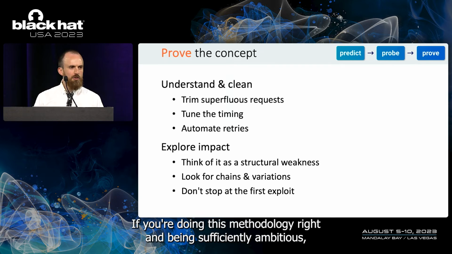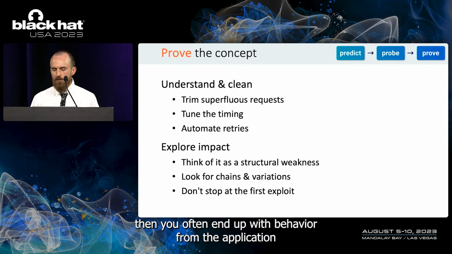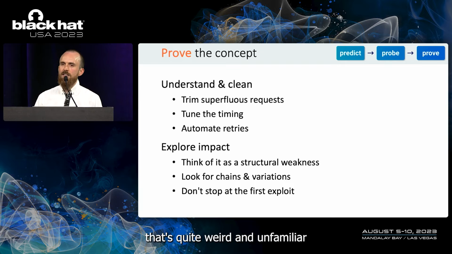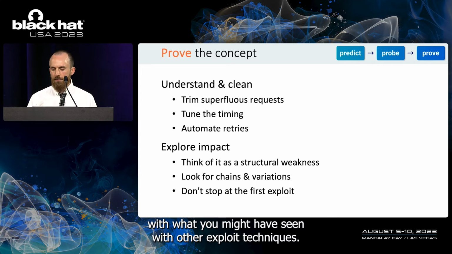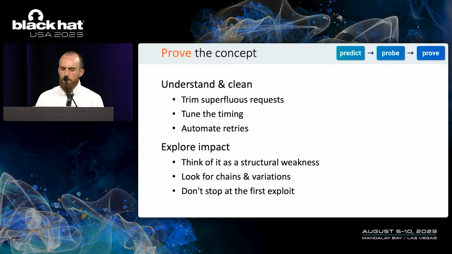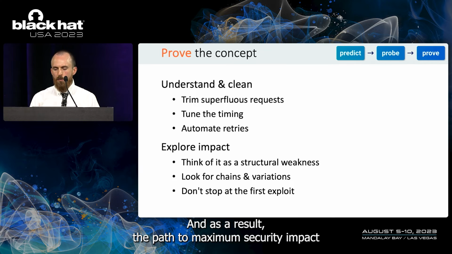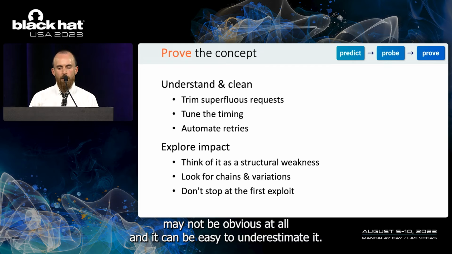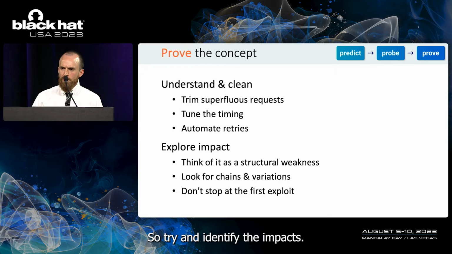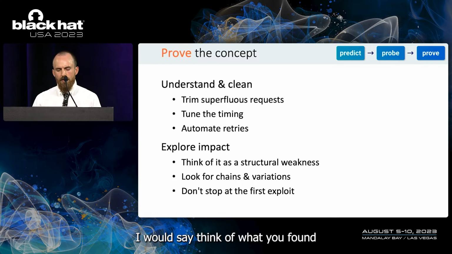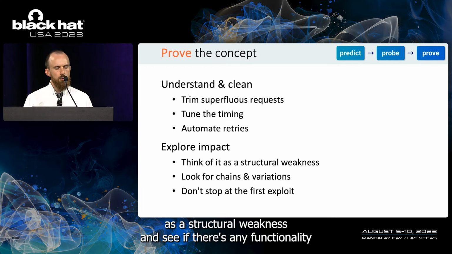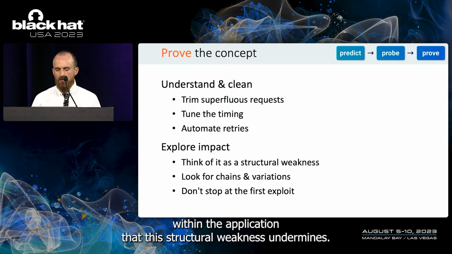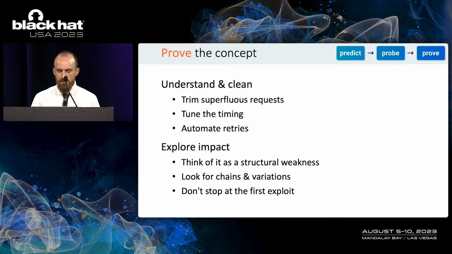If you're doing this methodology right and being sufficiently ambitious, then you'll often end up with behavior from the application that's quite weird and unfamiliar compared with what you might have seen with other exploit techniques. And as a result, the path to maximum security impact may not be obvious at all, and it can be easy to underestimate it. To try and identify the impact, I would say think of what you found as a structural weakness and see if there's any functionality within the application that this structural weakness undermines.